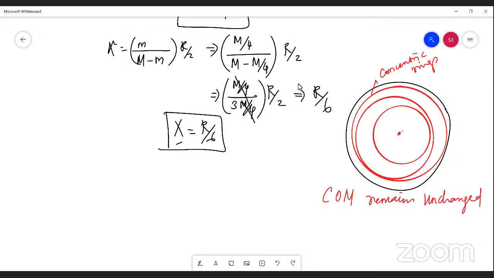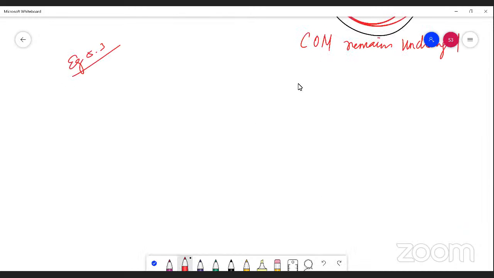Example 5.3. The position vectors of two point masses, 10 kilogram and 5 kilogram, are minus 3i cap plus 2j cap plus 4k cap meter, and 3i cap plus 6j cap plus 5k cap meter respectively. Locate the position of center of mass.